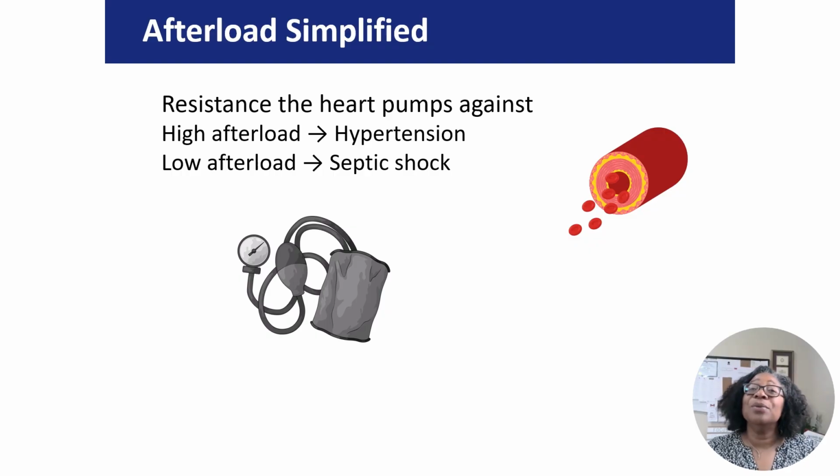Now let's move on to afterload. Now, afterload is the resistance the heart has to pump against. So think of how tight the arteries are. So if your afterload is high, that means the heart has to work harder to pump against that resistance. If the afterload is low, then the blood pressure is going to drop. Okay? So let's look at it.